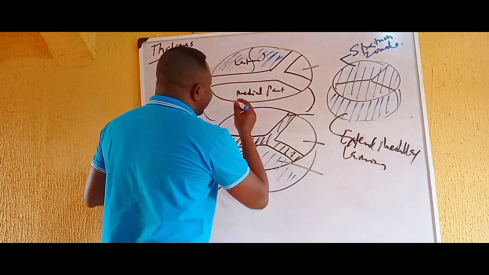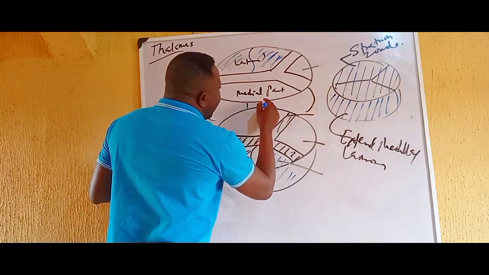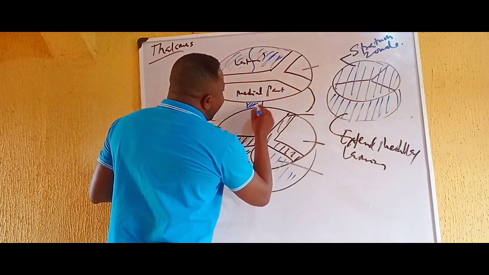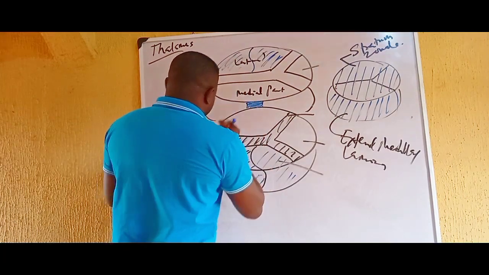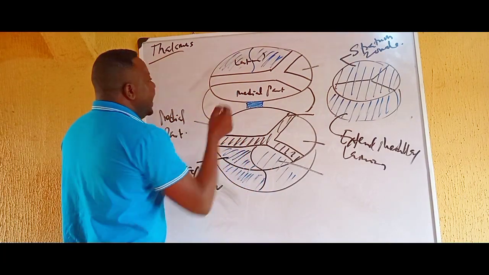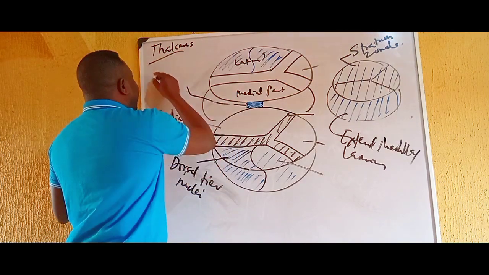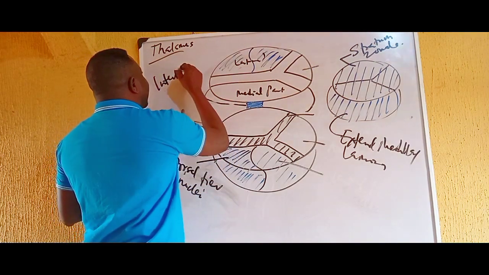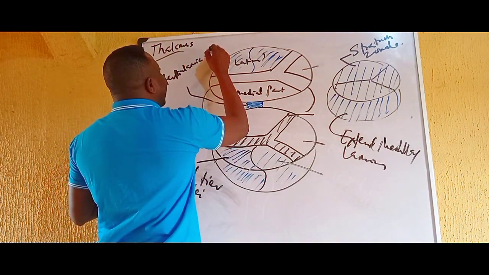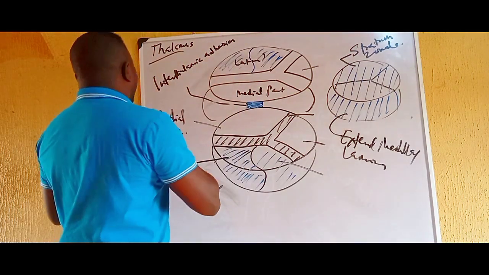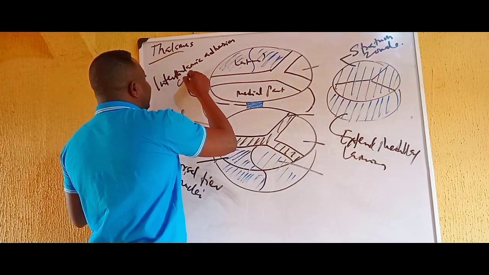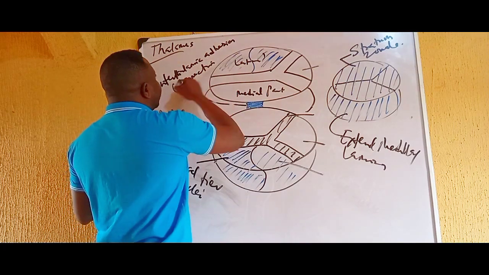Now, there is a connection between the two thalami. That connection is a band of gray matter structure that is called the interthalamic adhesion. If you don't call it the interthalamic adhesion, you also call it the interthalamic connection.